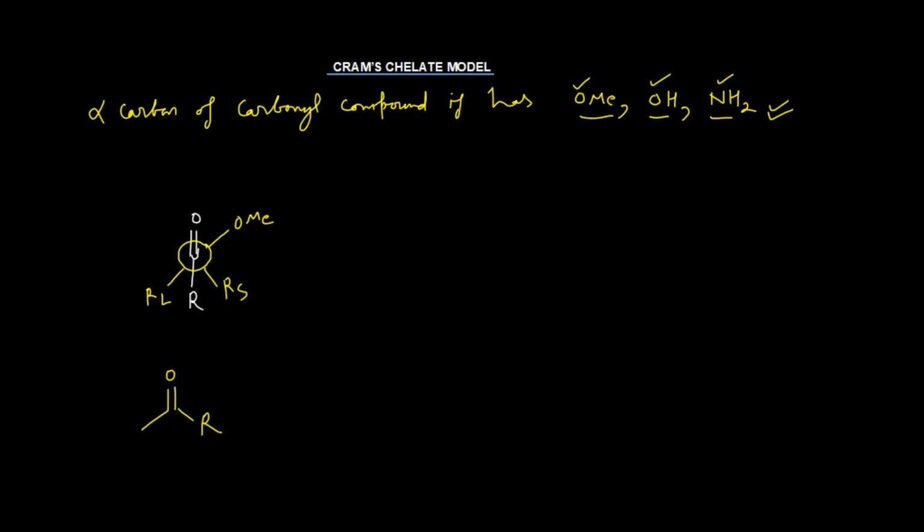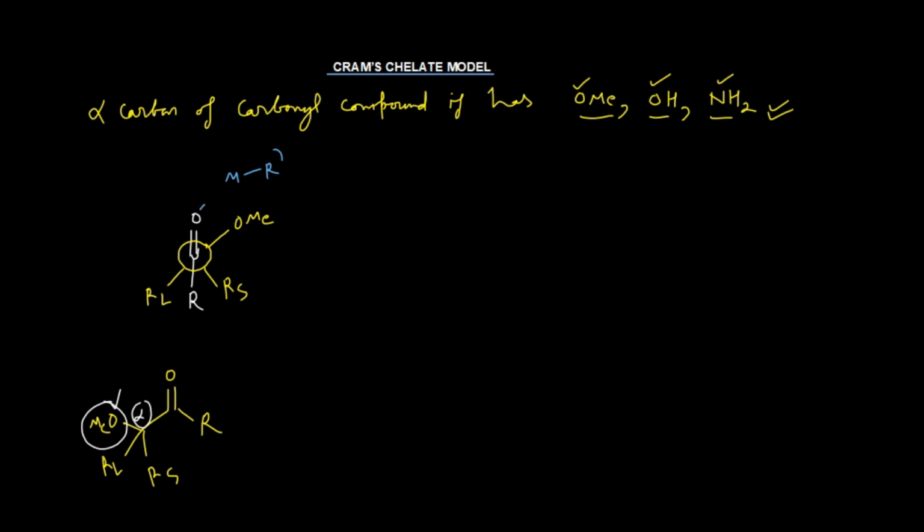Okay, and then you see this is having the group. So this is OMe, and this is RL, and this is say your RS. So this is your principal functional group, ketonic, and this is your alpha carbon, and that alpha carbon is having the OMe group. Okay, so now this oxygen can also coordinate with the attacking reagent. So for example, here I am taking this organometallic compound MR dash. So what will happen in that case?